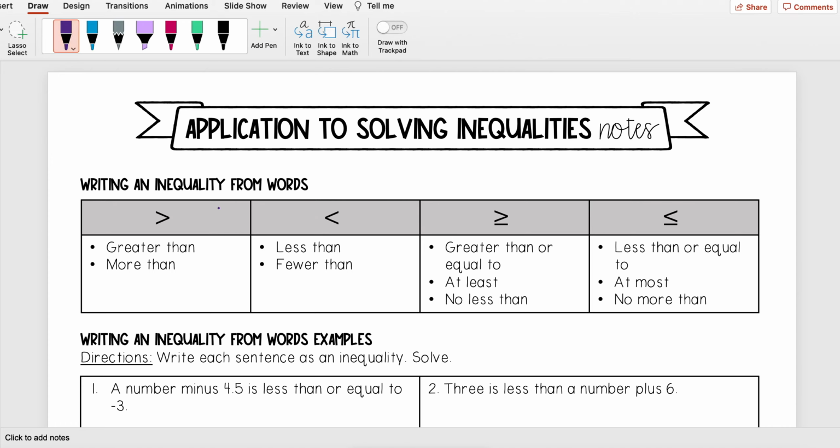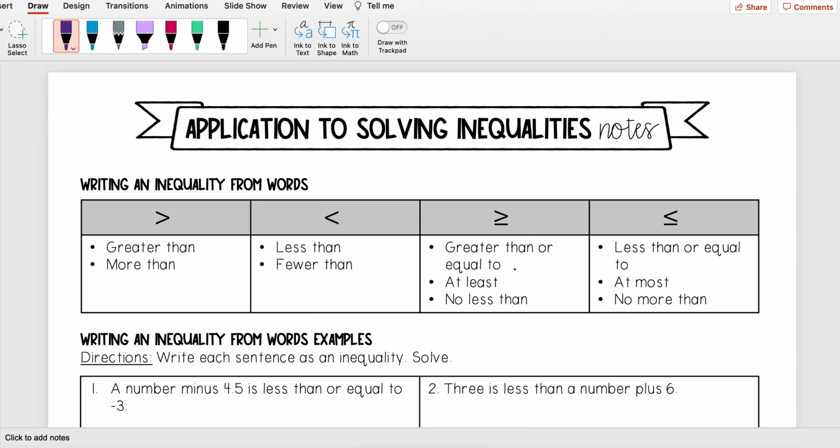And so with each of these inequalities, there are several phrases that can represent that. For our greater than inequality, we of course have greater than, and we also have more than. For the less than, we have less than and fewer than. For greater than or equal to and less than or equal to, we have a couple of different phrases.